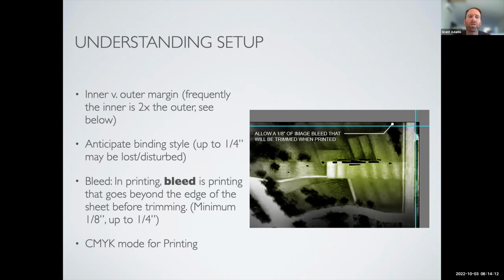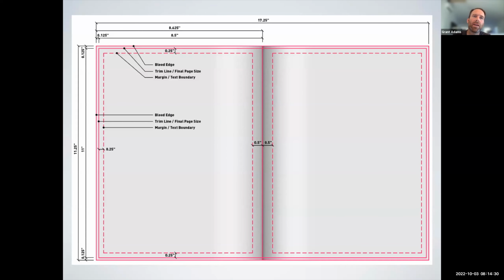We're also going to make sure that we're choosing CMYK mode for printing. That is our color space for printing. We'll talk a lot about color space going forward, but we're going to be in CMYK mode, and I'll show you how to make sure that that is set correctly in your InDesign file. So let's look at it here in a little bit more detail.